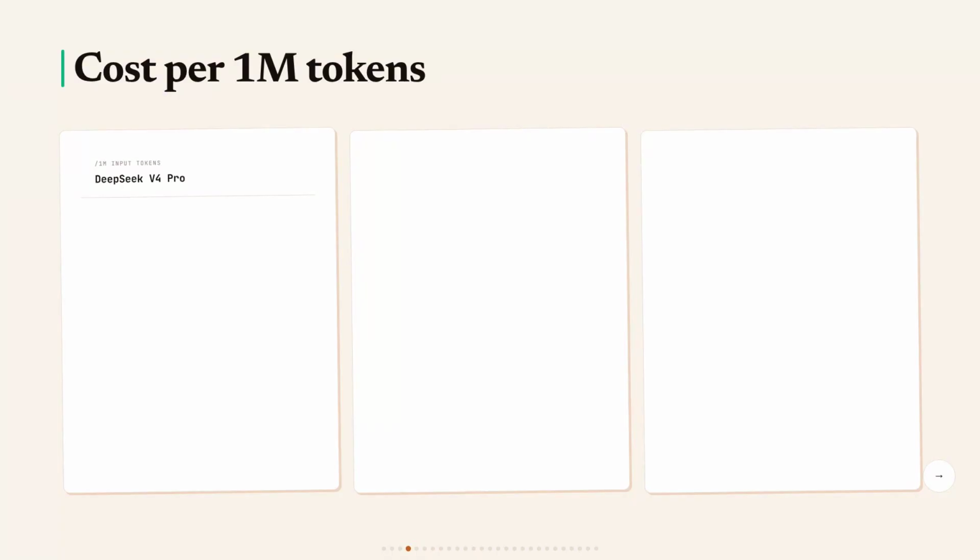DeepSeek V4 Pro is 0.87 per 1 million output tokens. Kimi K3 is $15. Qwen 3.8 is $6. Do the math, and DeepSeek V4 Pro is about 17 times cheaper than Kimi K3 on output, and still roughly 7 times cheaper than Qwen 3.8.